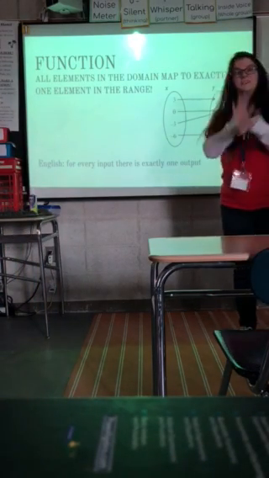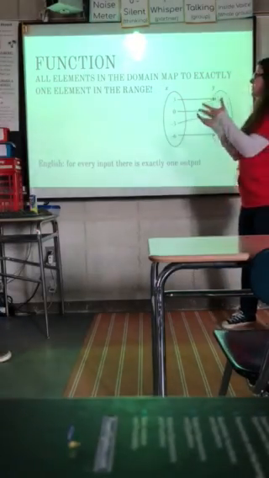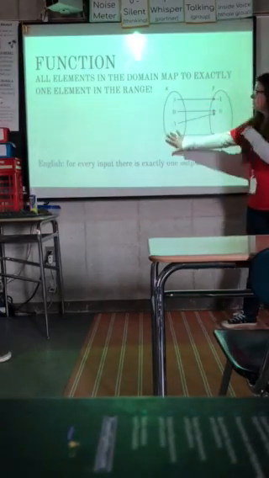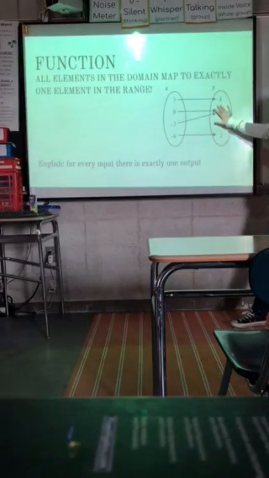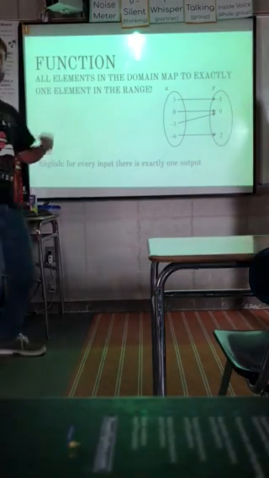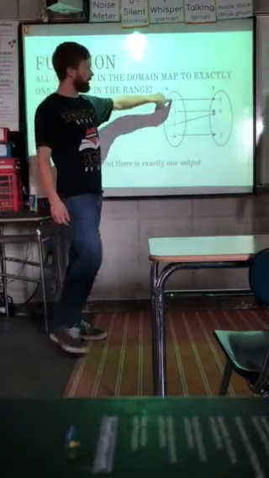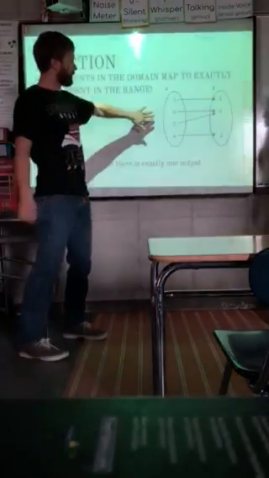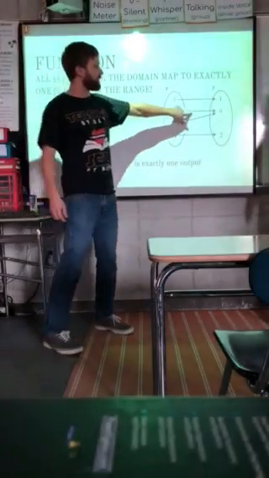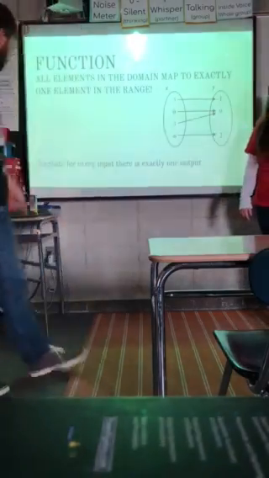So when we're talking about functions, a function is a specific type of equation where all of the elements in the domain map to exactly one point in the range. So what does that mean in English? It means that for every input, there is exactly one output. So if you notice, it doesn't matter if they have the same output as long as they're different inputs.